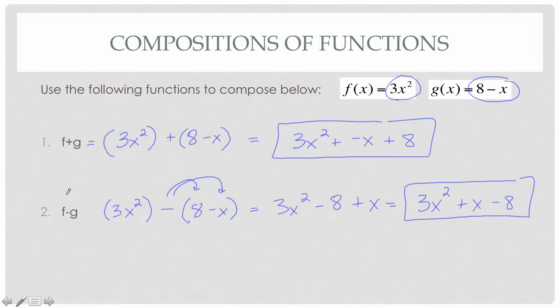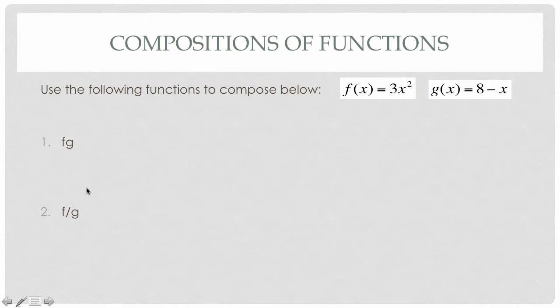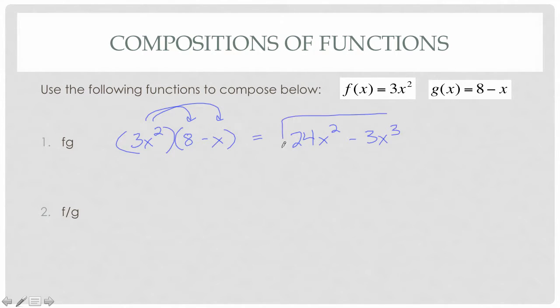So again, don't let the notation mess you up. We know how to do this algebraically. We can take functions and add and subtract them together. We can also multiply and divide functions together. So let's take these two functions and do that. So f g, this is f times g, so I'm going to take 3x squared, that's function f, and multiply it by function g. In this case, we know how to multiply two polynomials. That's going to give me 24x squared minus 3x to the third. There's my new function when I multiply the original two functions.